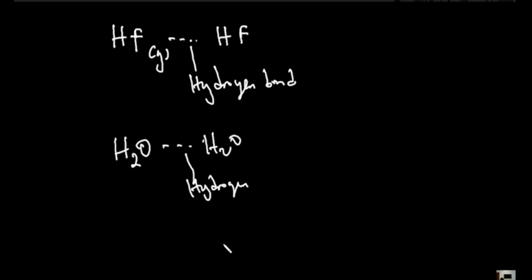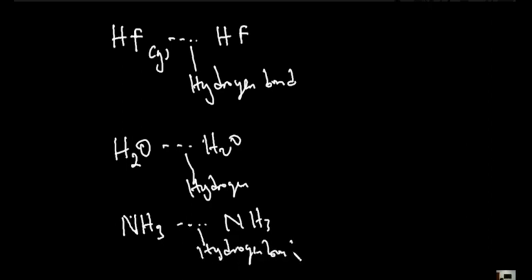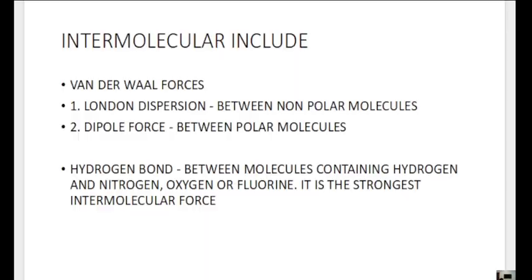And then the other element hydrogen combines with to form a molecule that is involved in hydrogen bond is nitrogen, forming ammonia. So nitrogen and hydrogen combining to form ammonia. So if you have two ammonia molecules, you have hydrogen bond. And as I said, it is the strongest intermolecular bond between covalent molecules.